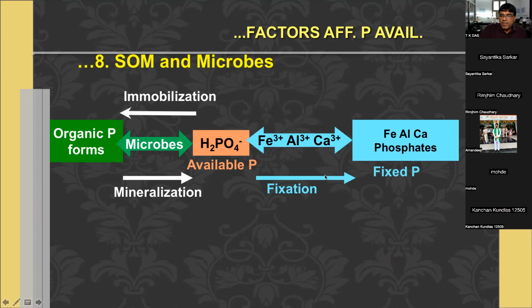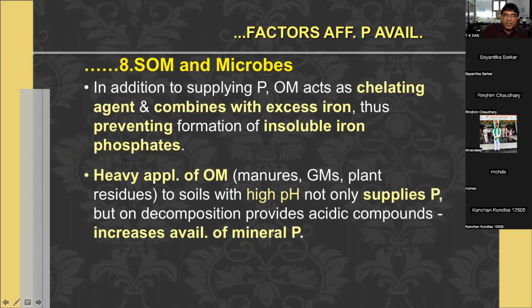However, fixation is pH dependent, and you can see iron, aluminum, and calcium. These are inorganic, and phosphorus can be fixed as iron, aluminum, or calcium phosphate. So you can make a very interesting, colorful picture like this. In addition to supplying phosphorus, organic matter acts as a chelating agent. This is important because it will make humus, and humus can retain phosphorus in available form. So besides supplying phosphorus directly, organic matter has a very important role because it acts as a chelating agent, and it will decrease the fixation of phosphorus.